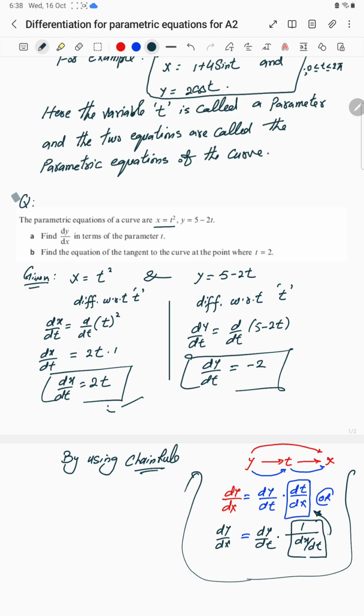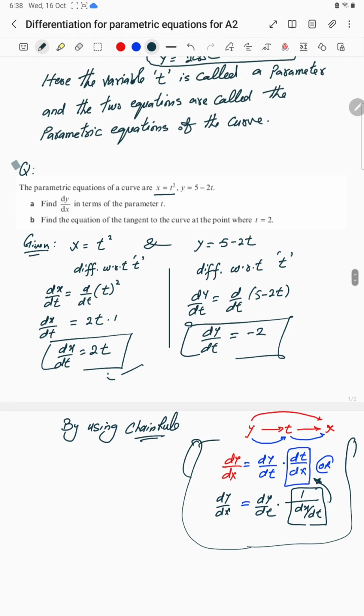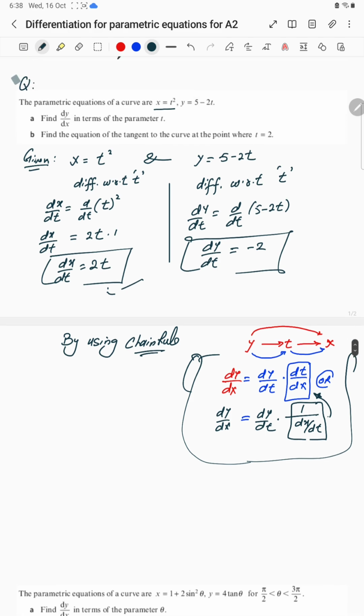This rule, how I derived it, I hope it is clear to everyone. Now I just need to substitute the values here. Let's see how. We are interested in finding dy by dx. So that is dy by dt times 1 over dx by dt. So dy by dt we got is minus 2 and 1 over dx by dt is 1 over 2t. The 2s cancel, and we get minus 1 over t as the right answer for dy by dx. I hope it is clear.